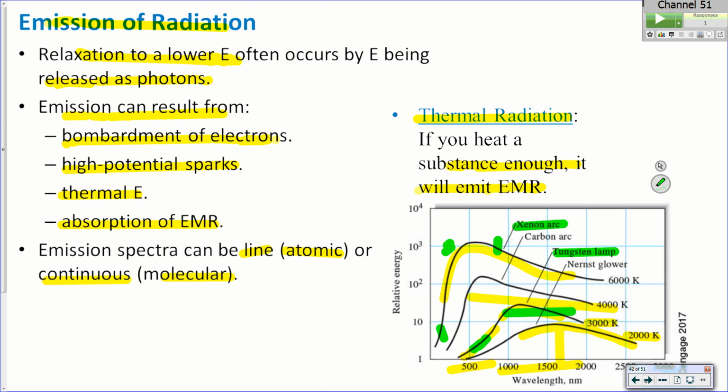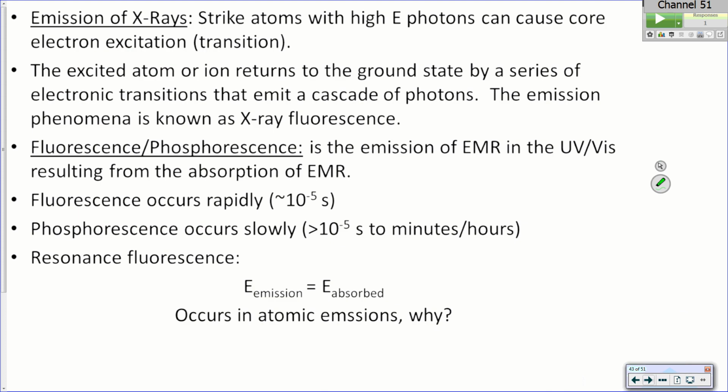So we can have thermal radiation. We can have the emission of X-rays. We talked about X-rays a little earlier. When we strike a sample with a high enough energy photon, it causes a core electron transition. An electron in the core gets kicked out or promoted to a higher state. It could be either one. And what happens is the excited atom returns to the ground state by a series of electron transitions that result in a cascade event.